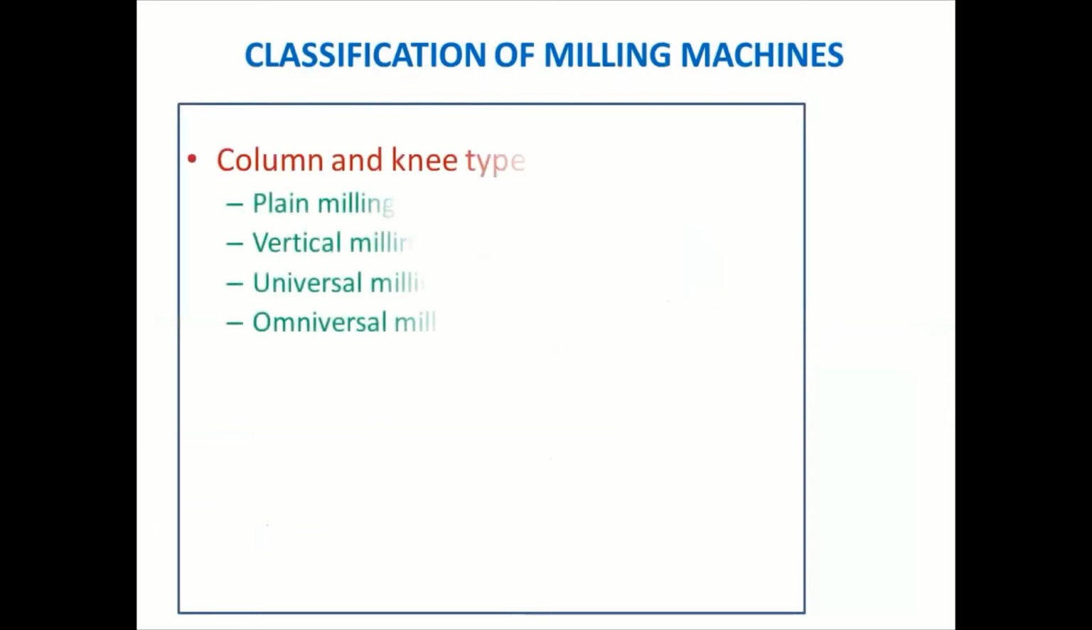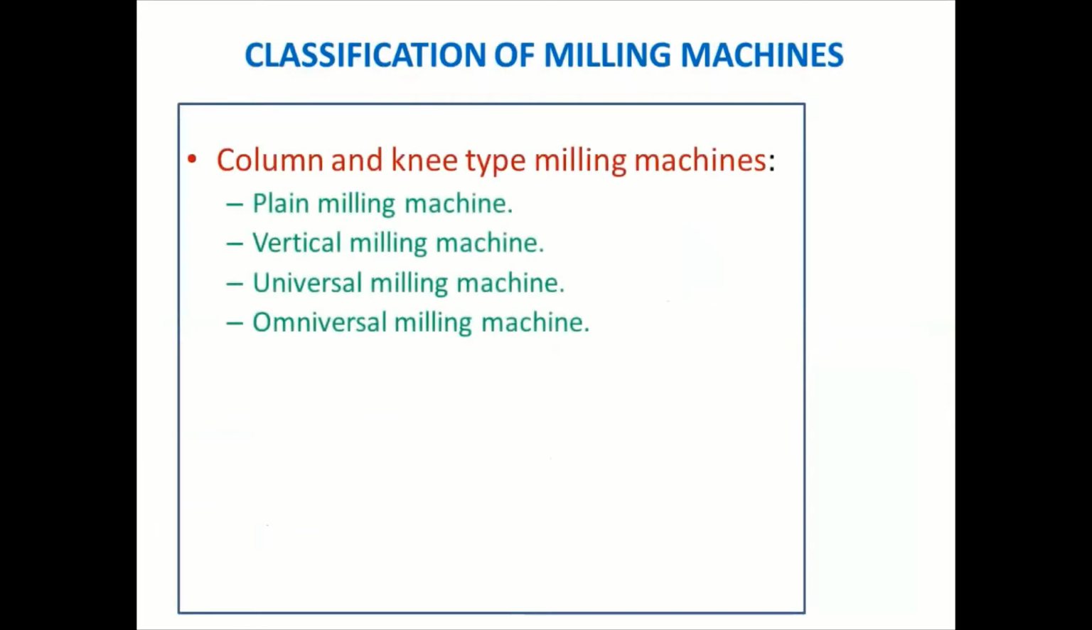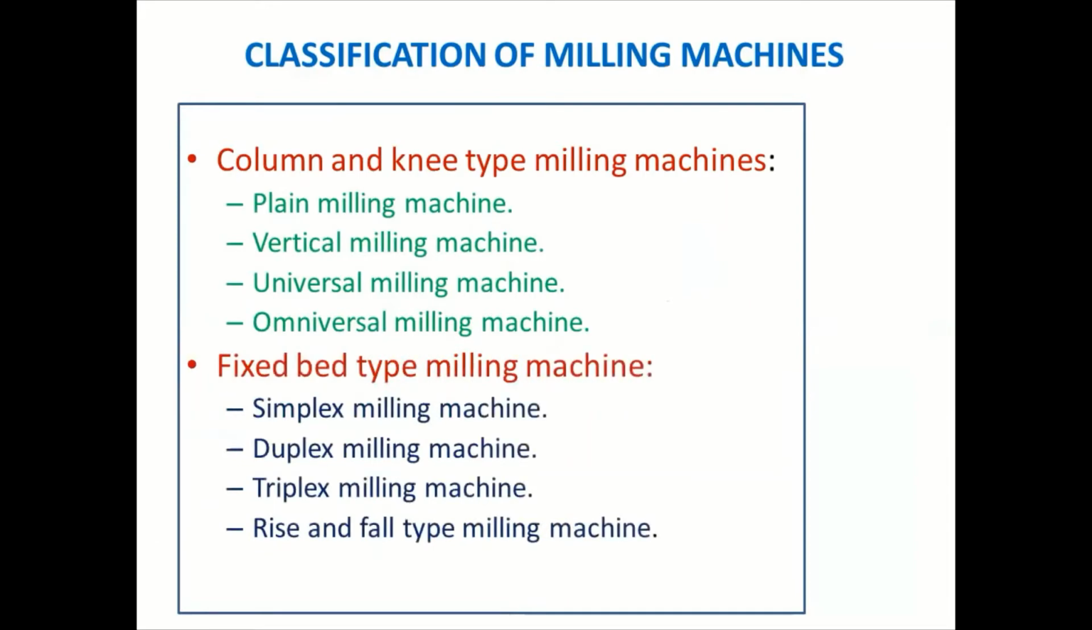Then classification of milling machines. There are column and knee type milling machines. In that there is plain milling, vertical milling, and universal milling, all of which we'll see one by one in the upcoming slides. Then the fixed bed type milling machine, in that there is simplex, duplex, triplex, and the fourth is the rise and fall type of milling machine.